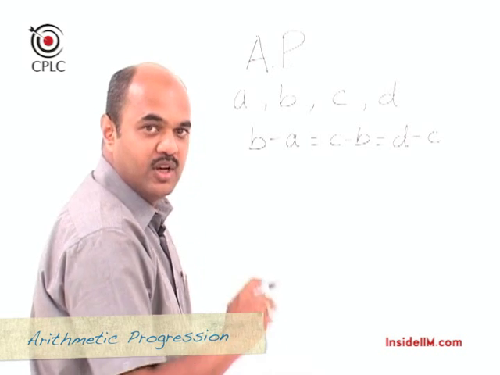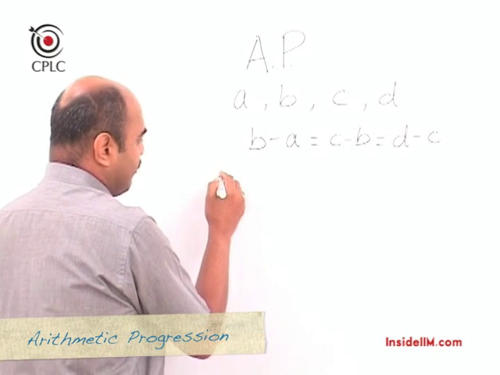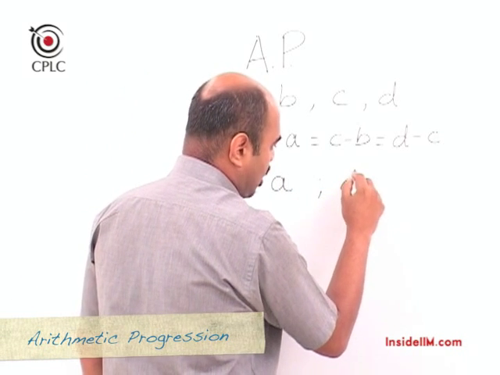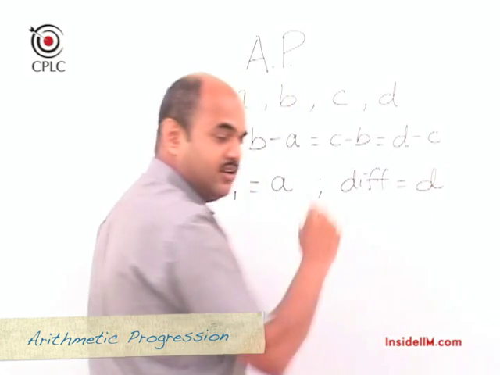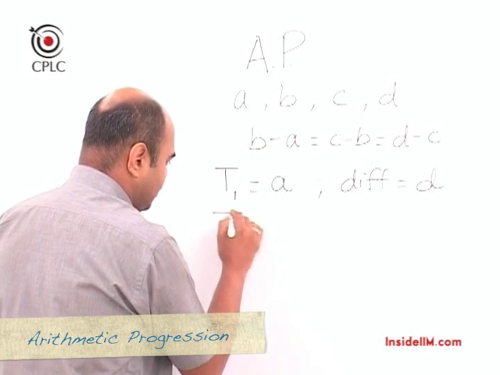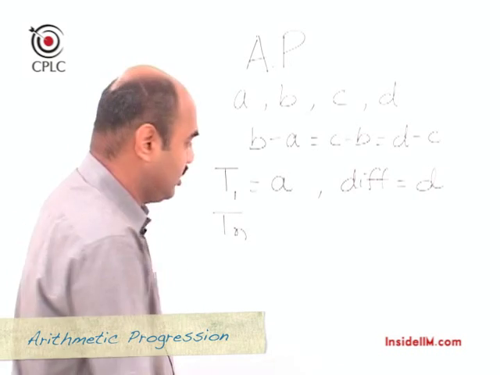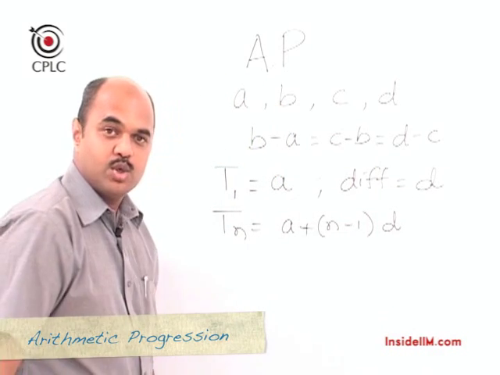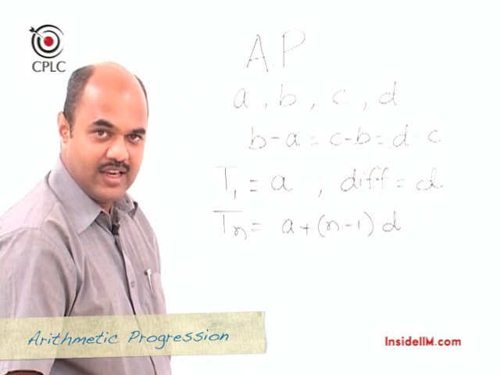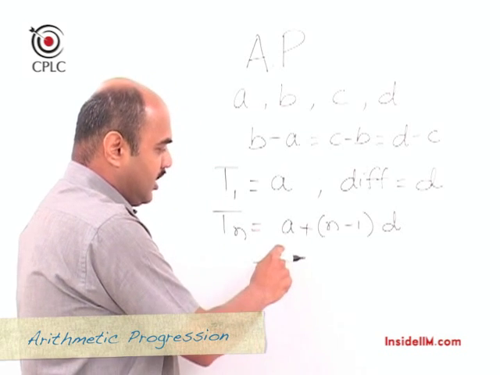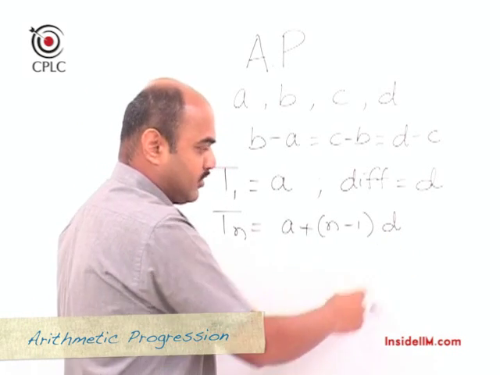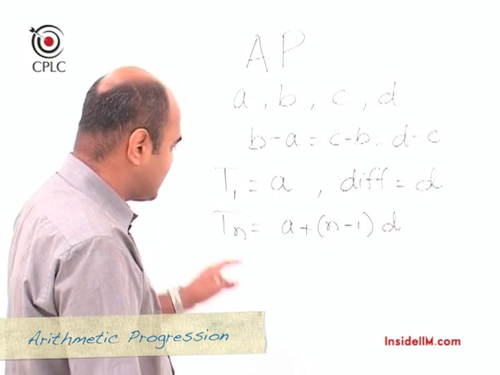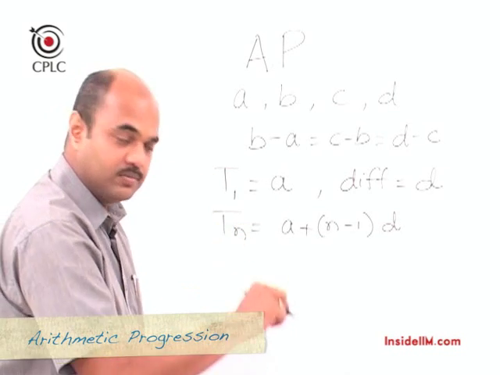Now let's look at a few formulae for arithmetic progression. If we denote our first term as a, and the common difference as d, then we have a formula for the nth term in an arithmetic progression, which is given as a plus n minus 1 into d. So if we want to find the nth term, given the first term and the common difference, we would straight away use this formula, a plus n minus 1 into d. This gives us the value of the nth term.